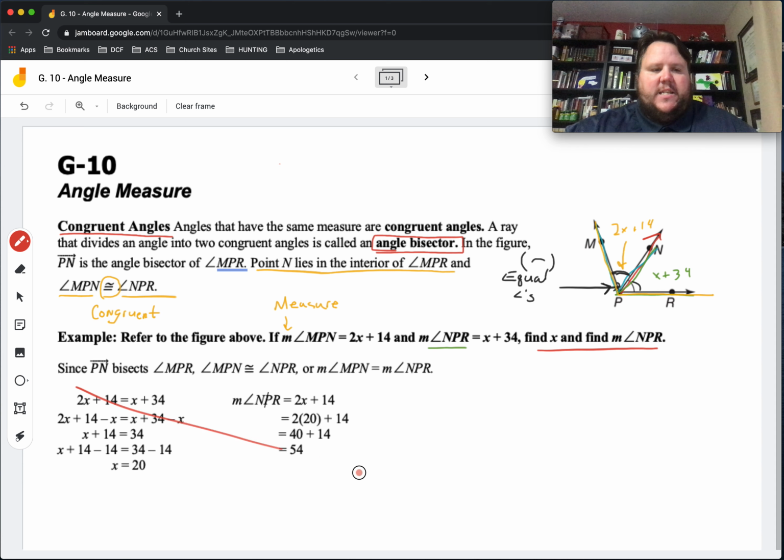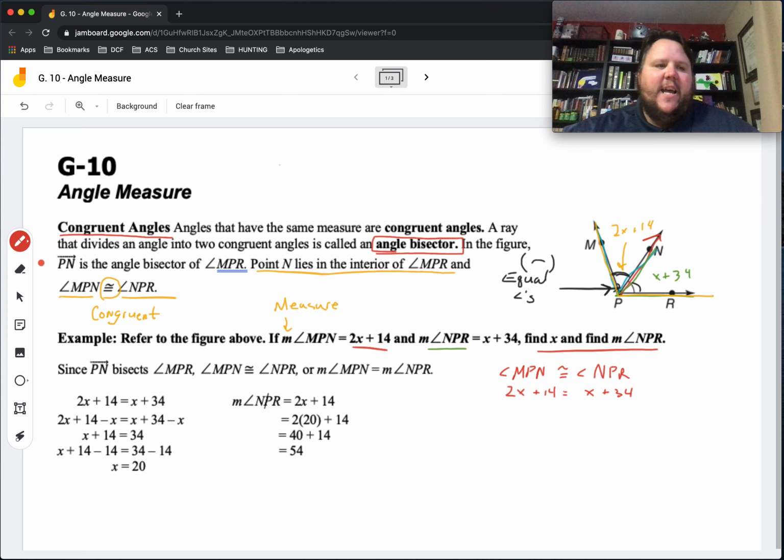In order to find x, I'm going to show you myself. We know that PN is a bisector, so it splits these into two equal angles. Because they're two equal angles, I can set them equal to each other because they're congruent. So angle MPN is congruent to angle NPR. That means I can set them equal. MPN is 2x plus 14, so I say 2x plus 14 equals NPR, which is x plus 34.